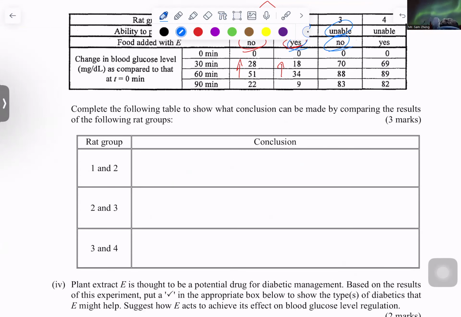Remember, you need to write down no valid conclusion. Why is it important for us to write down valid? Because there is a conclusion, but we cannot take it as reference because it's not valid. So you need to develop a habit to write down no valid conclusion.